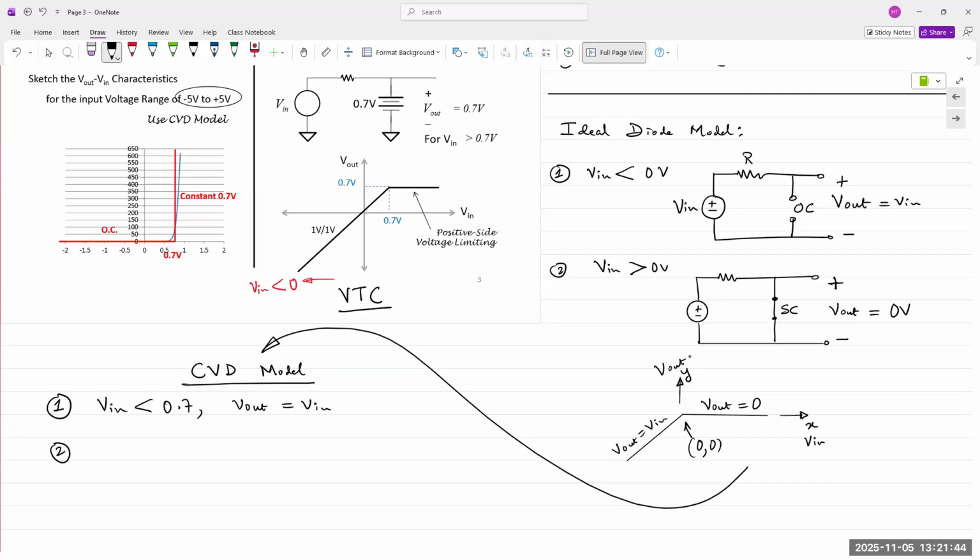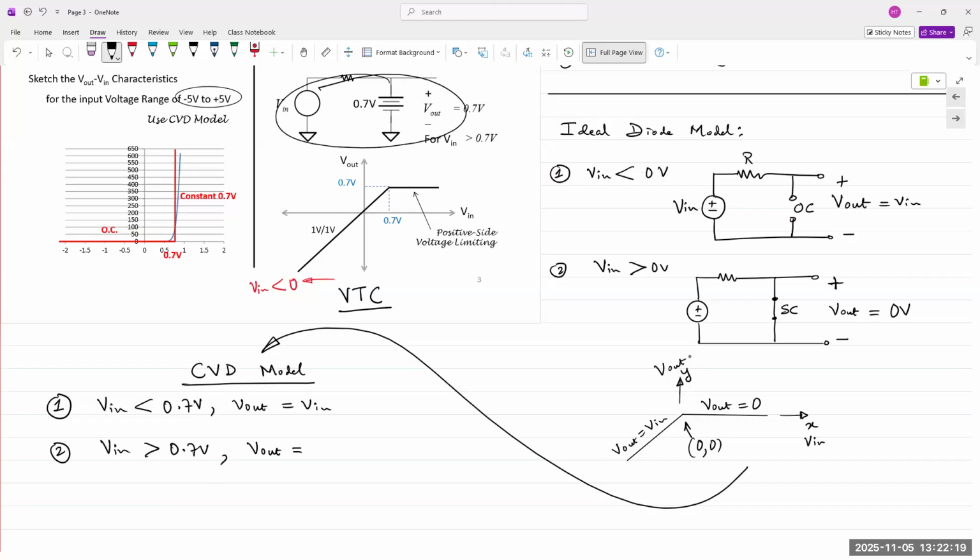And then when V in is greater than or equal to 0.7 volts, now V out is equal to the diode voltage drop. Because from this point on, the diode is a short and you have a 0.7 volt voltage source in series with that short circuit. So the model is this.